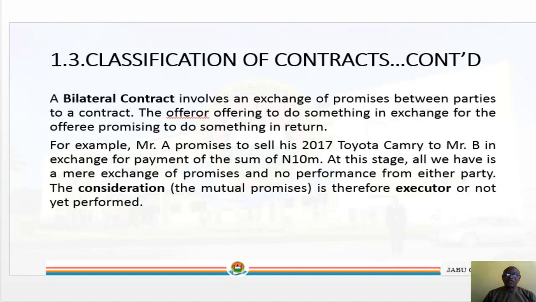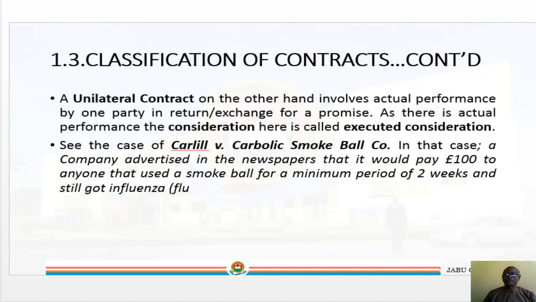At this stage, all we have is a mere exchange of promises and no performance from either party. The consideration, the mutual promise, is therefore executory, or not yet performed. A unilateral contract, on the other hand, involves actual performance by one party in return or exchange for a promise. As there is actual performance, the consideration here is called executed consideration.